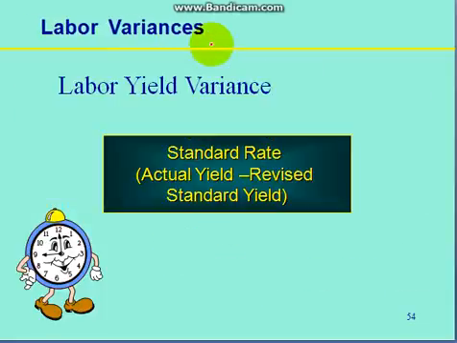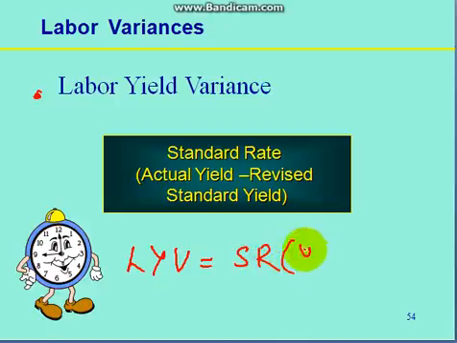We'll also find out the labor yield variance. So what is labor yield variance? That is standard rate into actual yield minus revised standard yield. So if you want to find out labor yield variance, then you have to use this formula, that is standard rate into actual yield minus revised yield of standard. So this is the labor variance.